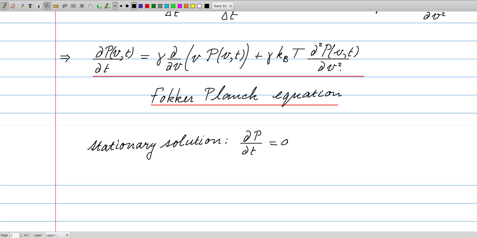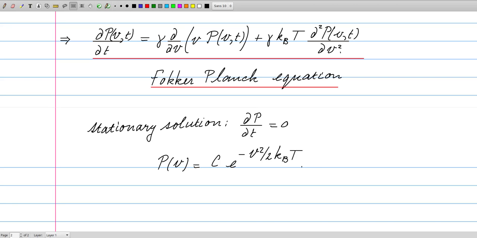In order to check whether the Fokker-Planck equation makes sense, we look at a stationary solution, which we find by taking the time derivative of p equal to 0. In that case, the right-hand side of this equation should be 0, and it is solved by the following expression.